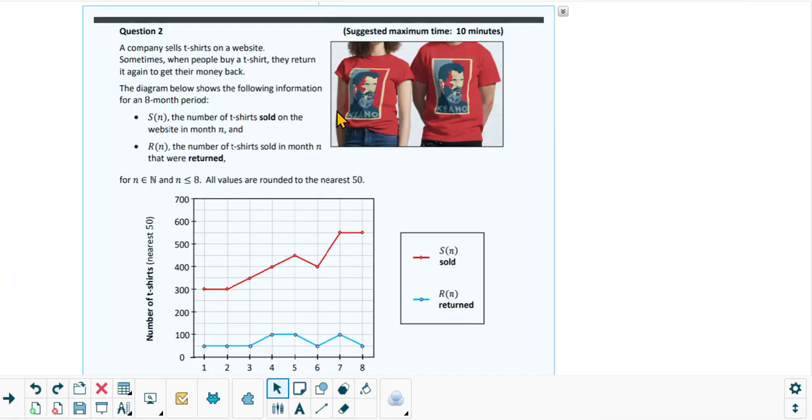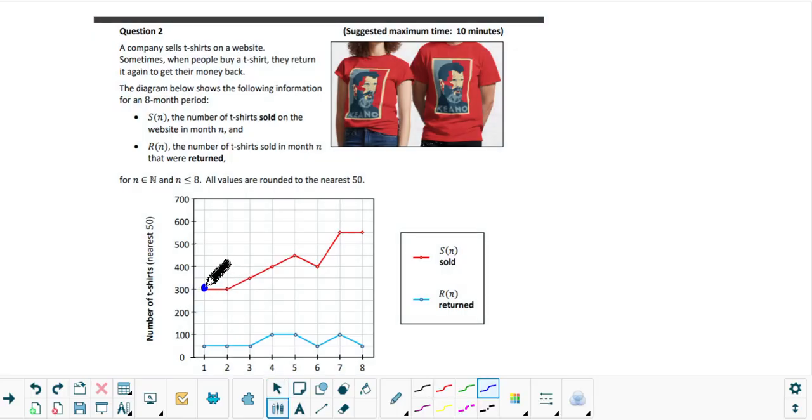The company sells t-shirts on the website. Sometimes when people buy a t-shirt, they return it to get their money back. The diagram shows the following information over an 8-month period. So an example will be, see this line here? See these 2 blue dots I wrote in? That'll be 300 sold and 100 returned in the first month. See these 2 blue dots here? That'll be 50 returned and 550 sold. Does everybody get the premise of the diagram now?